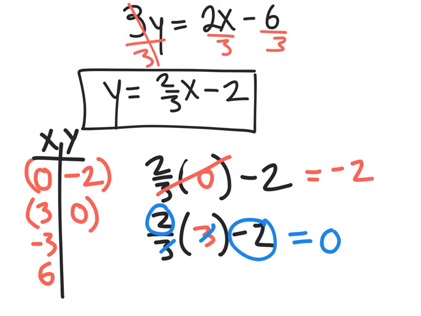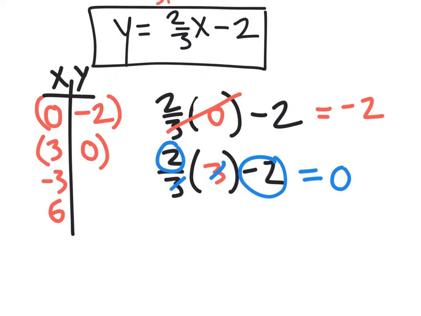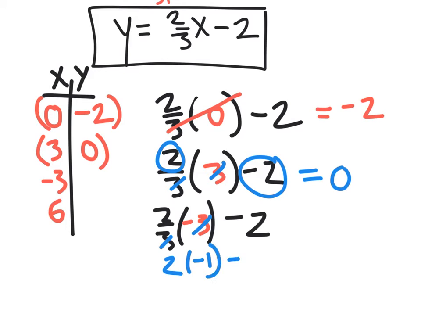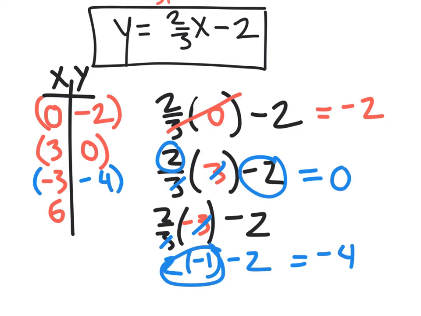So let me scroll up a little, and let me plug in negative 3. That's going to be 2/3 times negative 3 minus 2. So the 3's cancel out again, but inside the parenthesis, you have 2 times negative 1. You still have that negative sign, minus 2. So when you say 2 times negative 1, that's really a negative 2. Minus 2, you get a negative 4. So your output is negative 4 for the input negative 3.